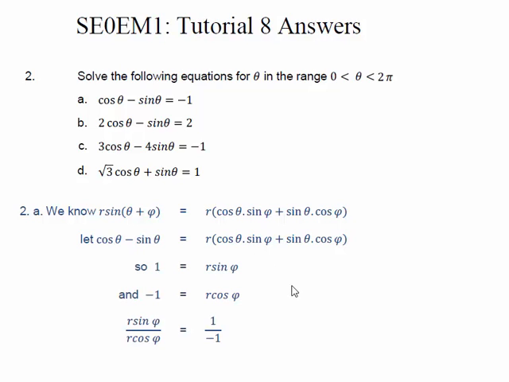So we can find phi by dividing r sin phi by r cos phi. The r's will cancel and we get tan phi is equal to 1 over minus 1. This is y over x. So let's draw a quick sketch to see what we're talking about. Y is equal to 1, x is equal to minus 1. So our angle is going to be greater than pi over 2, or greater than 90, and less than pi.